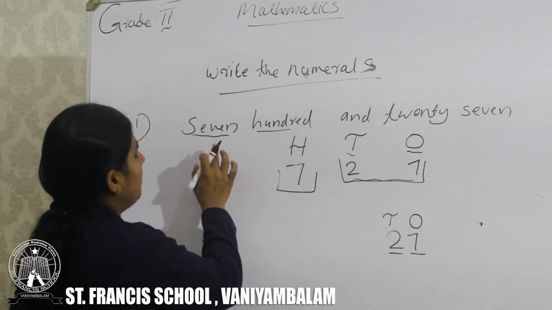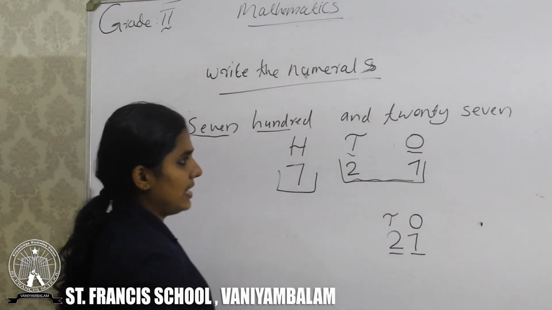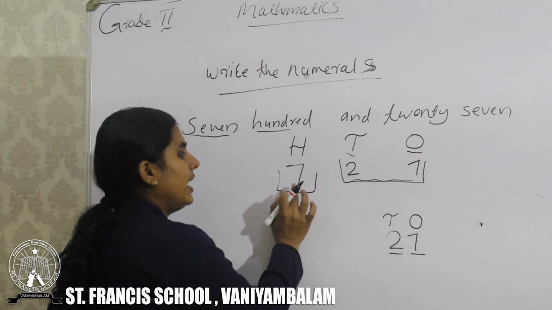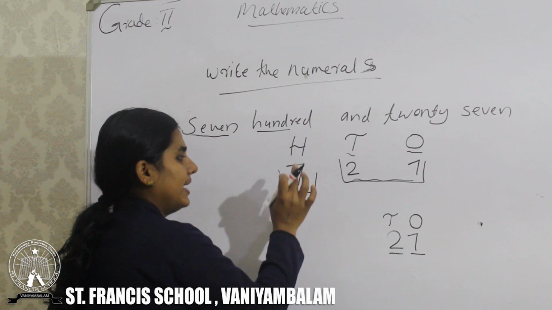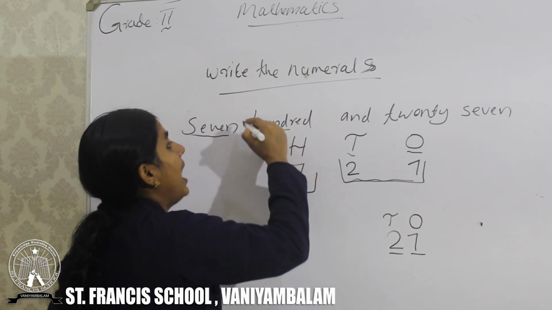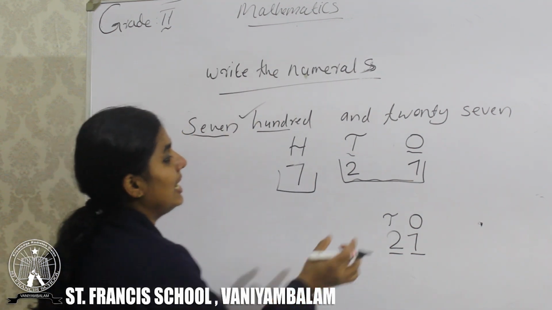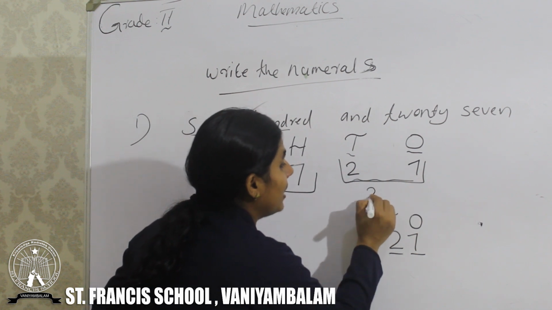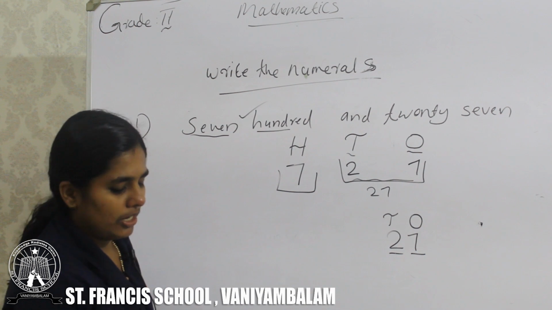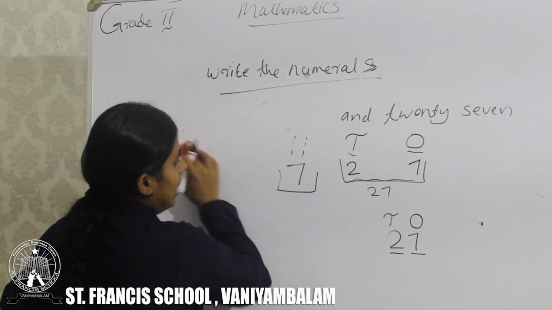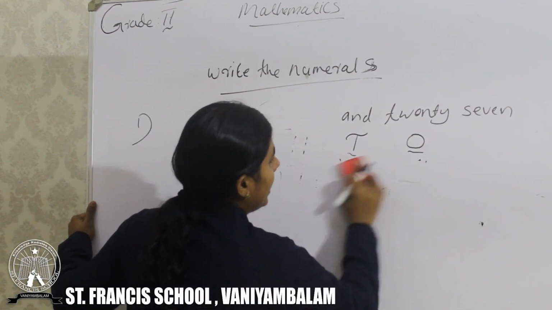Look here, our number name is 727. How many hundreds? Here we have 7. That 7 stands in which place? Hundreds. That is 700. Okay, this is correct. The last part is number 27. Did you understand? Now we can see one more example.